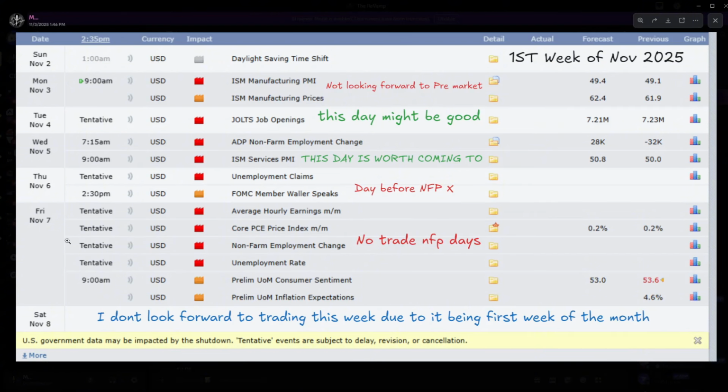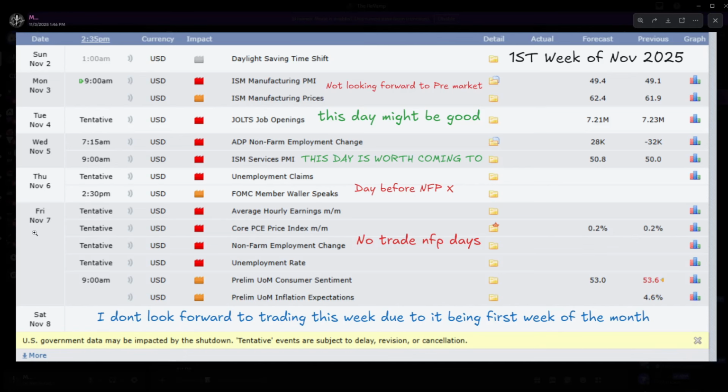So this is what the premium members got here. As you can see, Friday, no trade, NFP days. We're not looking for the model there. We're not pushing our edge. Thursday, the day before NFP, I put an X there because I'm not going to trade, but you can be there if you want. If you want a better bang for your buck, just don't even show up. Wednesday, I said this day is worth coming to. Tuesday, I said this day might be good. So there's nothing negative about these days. And Wednesday, not looking forward to pre-market.